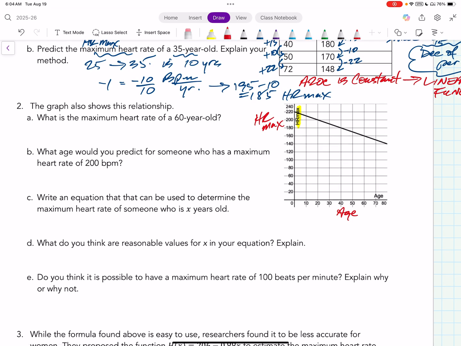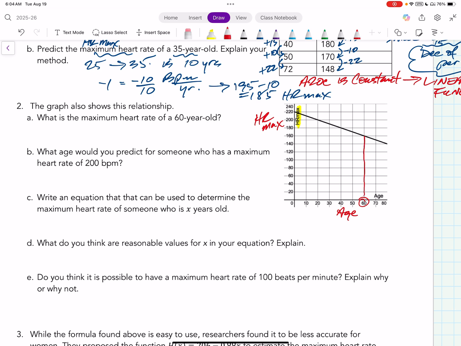It says, what is the maximum heart rate of a 60-year-old? Well, we go on the horizontal axis and find 60 here, obviously, and we want to interpret what that maximum heart rate would be. So what we're going to do is go up to the function here.